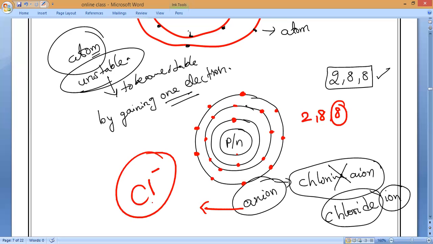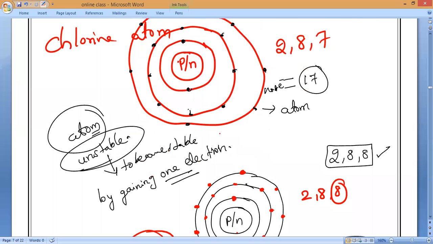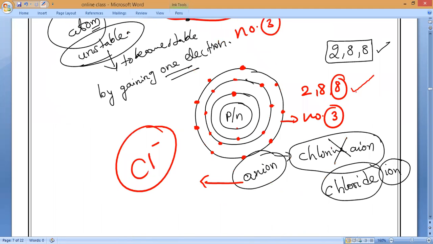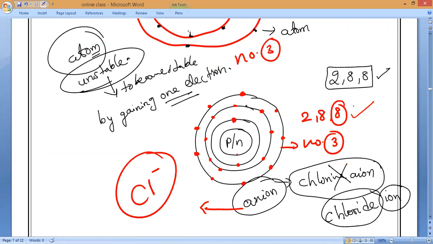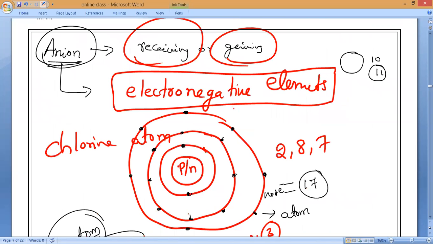Now, if you notice it very carefully, all of you, is there any change in the number of shells? Here the number of shells is 3, and here also the number of shells is 3 only. But 1 electron is increasing. So there is no change in the shells. But in cations, 1 shell decreases. In anions, there is no change in the shells, but due to the addition of an electron, the size appears to be a little bigger.